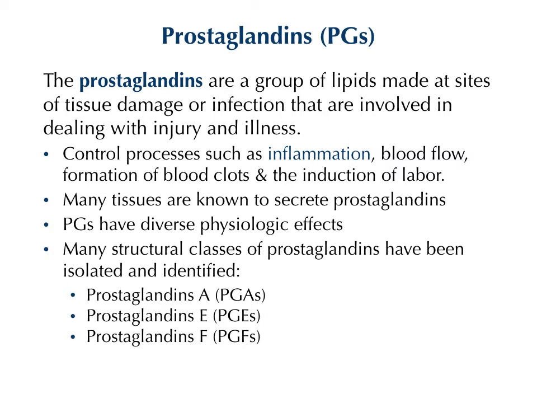Prostaglandins, far down on that pathway, are a group of lipids that are made at sites of tissue damage or infection, and they're involved in dealing with injury and illness, and they control processes such as inflammation, blood flow, formation of blood clots, and the induction of labor. Many tissues are known to secrete prostaglandins. They have diverse physiological effects. And we've classified and isolated many of them, and we're not going into that level of detail and down in the weeds for our purposes. But you want a general idea of what prostaglandins are.